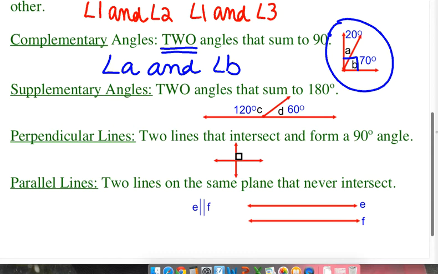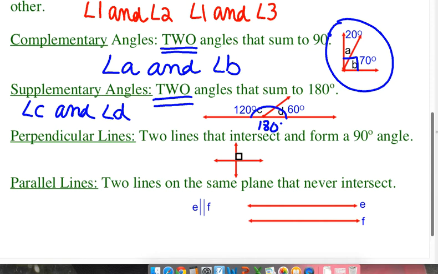Next definition, what are supplementary angles? Supplementary, again, has to be two angles, and this time, they add up to 180 degrees. So if I'm looking at the design, angle C is 120, angle D is 60, and when I add C and D together, I get 180 degrees. So it would be angle C and angle D are supplementary.